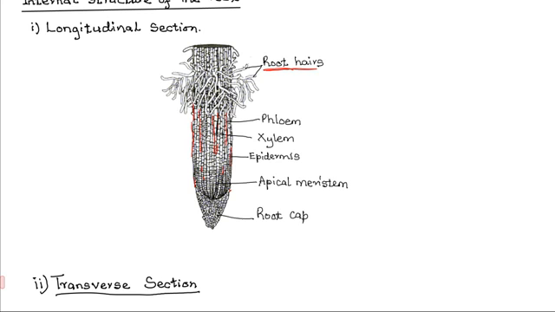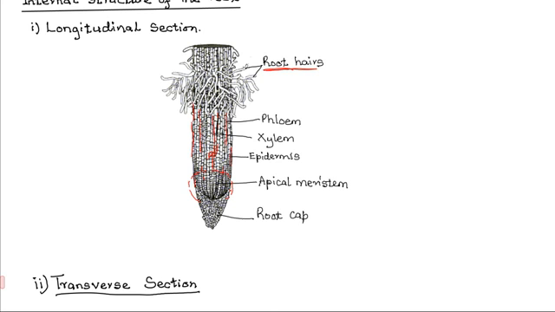Towards the tip of the root, there's a specialized region known as the apical meristem. This apical meristem consists of undifferentiated cells which actively divide to give rise to new cells that become tissues and therefore contribute to the increase in length of the plant.